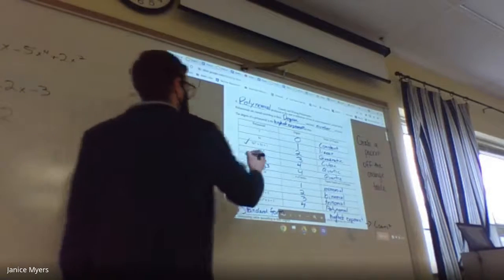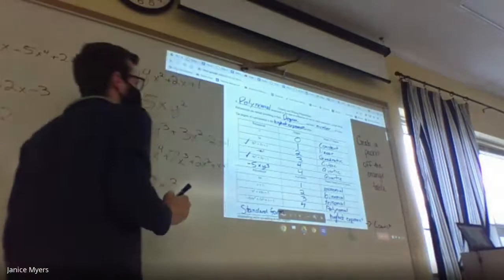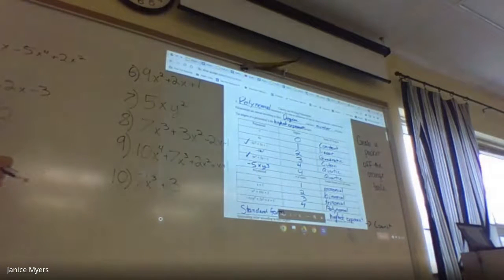Yeah. Yep. Okay. Now, let's turn our attention to this one. Is number 1, 4 plus 3x minus 5x to the 4th plus 2x squared, written in standard form? No, it's not. All right. So, what are we going to do to this to move it into standard form?